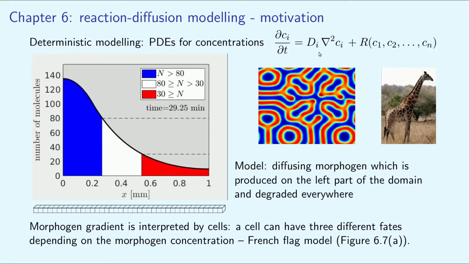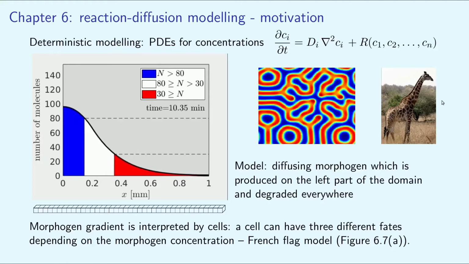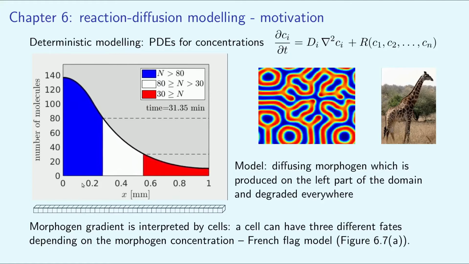is its diffusion constant. Students who took courses on deterministic modeling of biological processes will know that such reaction-diffusion equations can generate spatio-temporal patterns, like Turing patterns. In this video here, I am illustrating a simple pattern-forming model from developmental biology. A diffusing morphogen is produced on the left part of the domain and degraded everywhere. Such a process creates a morphogen gradient, which can be interpreted by cells.